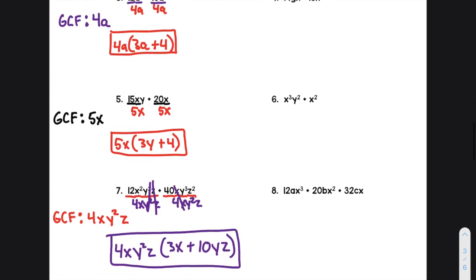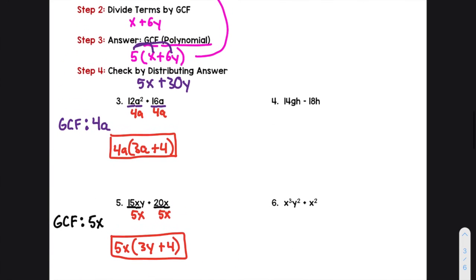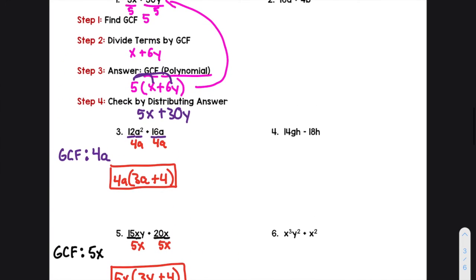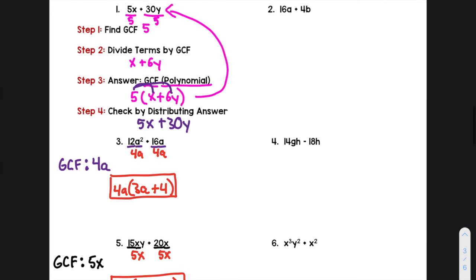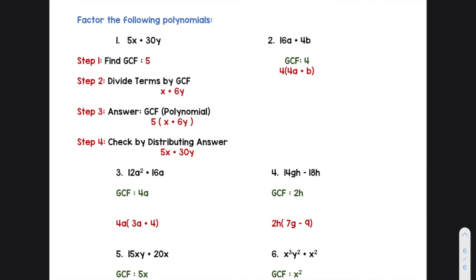What I'm going to ask you guys to do is pause the video, try the even problems, 2, 4, and 6. Once you get your answers, play the video back to check. Here are your answers for problem 2, 4, and 6. In problem 2, we found the GCF was 4. Therefore, our answer is 4 times 4a plus b. We get the 4a plus b by dividing both of the terms in the original expression by 4.